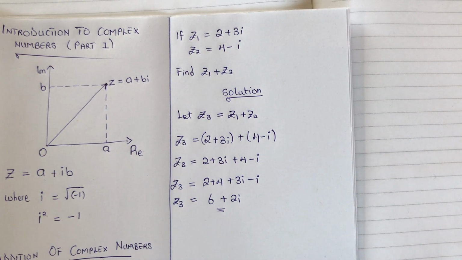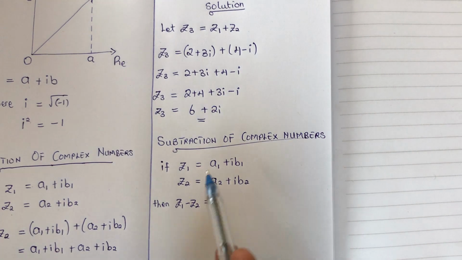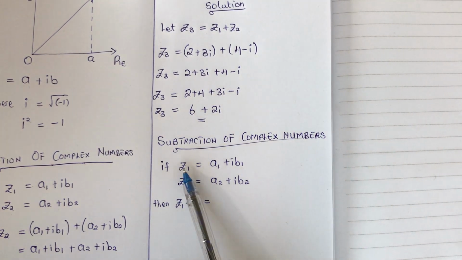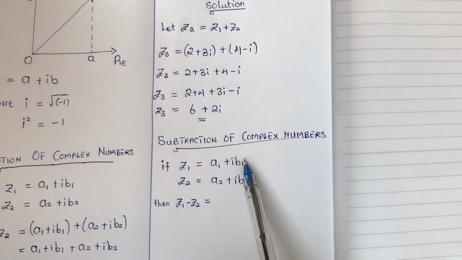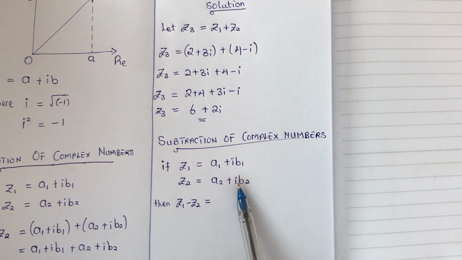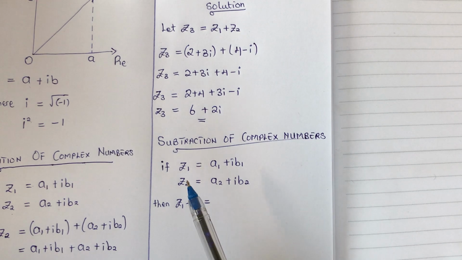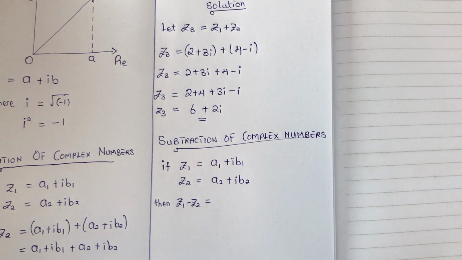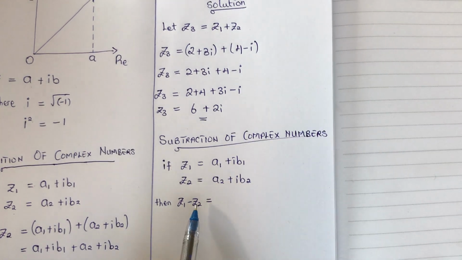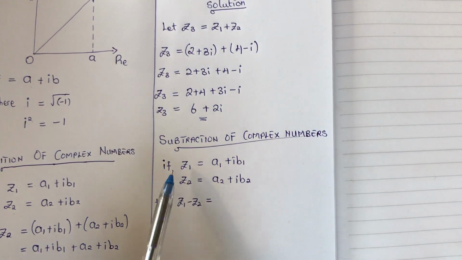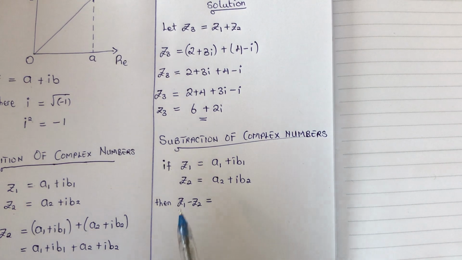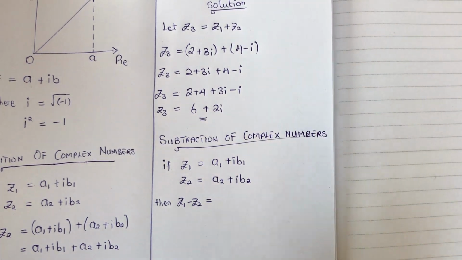So let's talk about subtraction of complex numbers. We have z1 equal to a1 plus ib1, and z2 equal to a2 plus ib2, and then we are told to subtract z2 from z1. So we can do that. All we need to do is follow the instruction. The instruction says z1 minus z2. They can turn it; it can be z2 minus z1 depending on what is given to you.